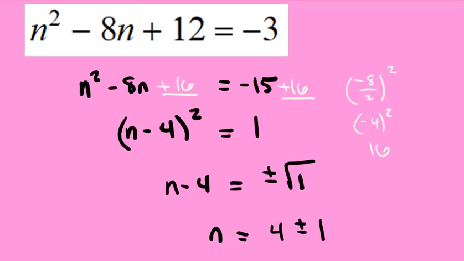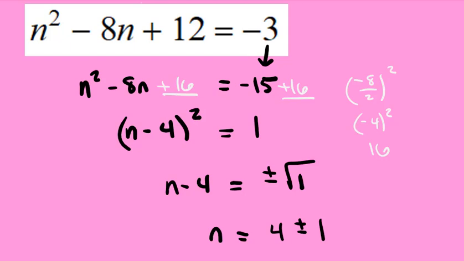All right, rock stars, let's go through this one and make sure we're all set. Again, remember, we got n squared minus 8n plus 12 equals negative 3. Moving the 12 to the other side, negative 12 plus 3 gives us negative 15. And then to come up with the plus 16, take half of the b term, which is negative 8, half of that, and square it. You end up with 16. So we'll add 16 to both sides.